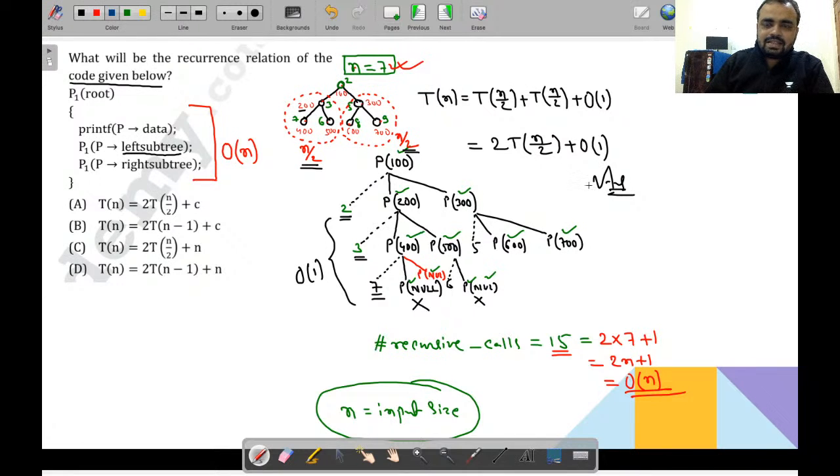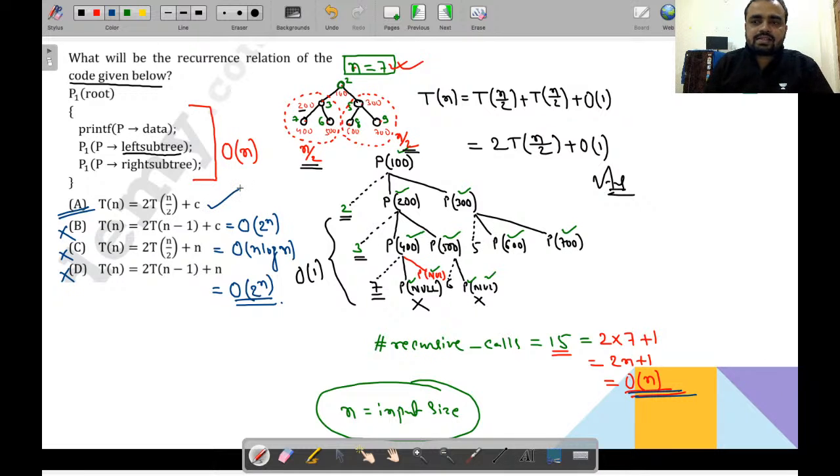So either you can think in this manner or you can think the total time complexity is order of n. So in that situation, see, A will be the right answer. This can never be a right answer because the time complexity of this recurrence relation is 2 to the power n. The time complexity of this recurrence relation is order of n log n. Already we have learned about the master theorem. And the time complexity of this recurrence relation is again order of 2 to the power n. So these three cannot be the answer. So the right answer will become this. In this manner, you can easily find out the answer of this kind of questions.